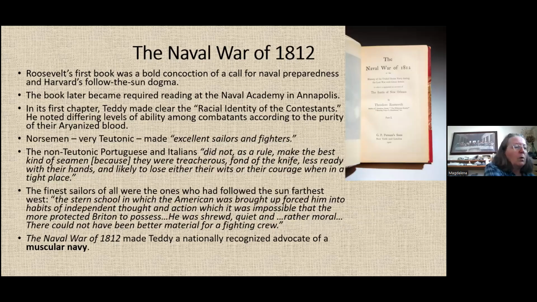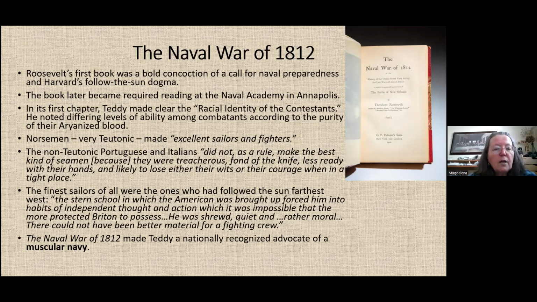The first book was a bold concoction of a call for naval preparedness and Harvard's Follow the Sun dogma. The book later became required reading at the Naval Academy in Annapolis. In its first chapter, Teddy made clear the racial identity of the contestants. He noted differing levels of ability among combatants according to the purity of their Aryanized blood. Norsemen, very Teutonic, made excellent sailors and fighters.